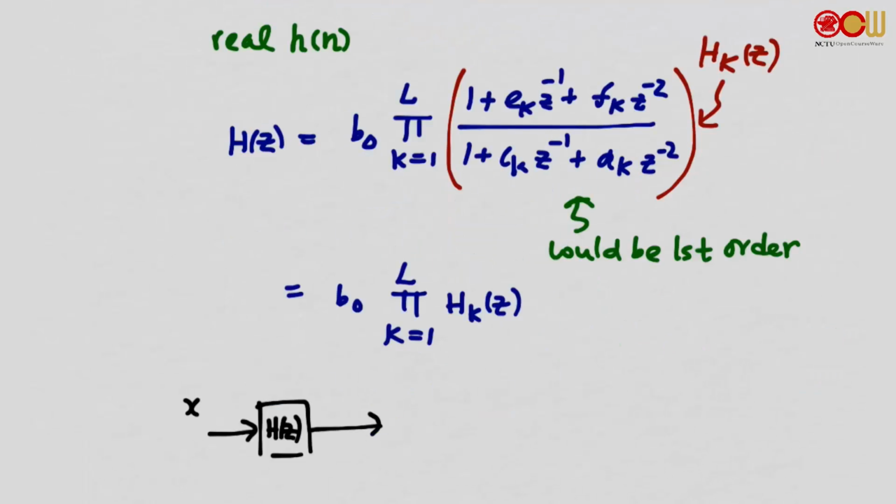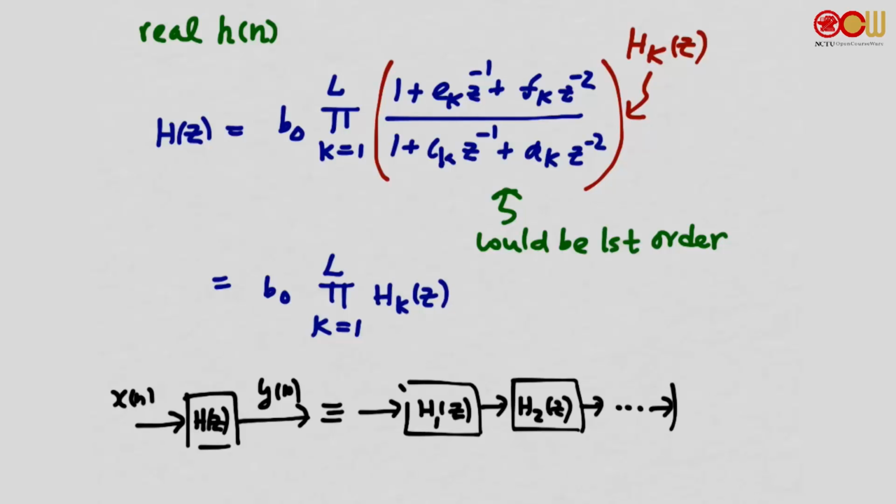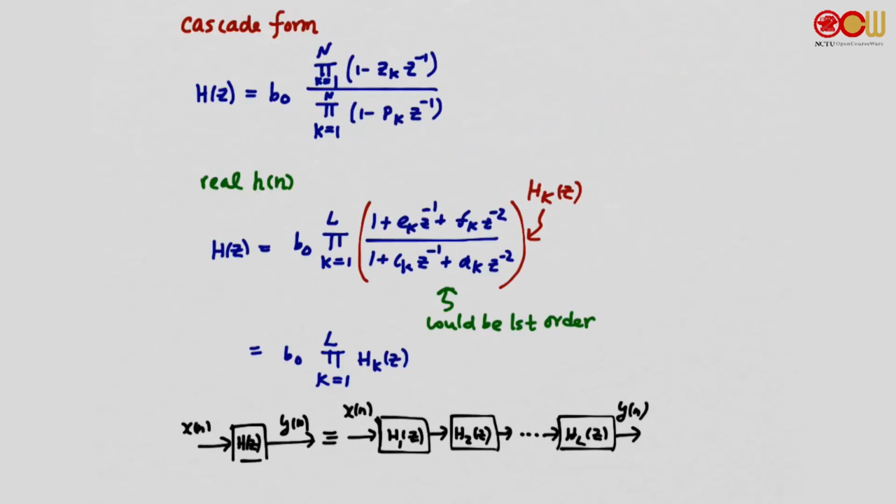When we implement the system H, we can implement it as a cascade of these subsystems. These are all systems of a smaller order, so we call them subsystems: H1(z), H2(z), up to HL(z). For cascade form, we express H(z) as a product of smaller order terms.